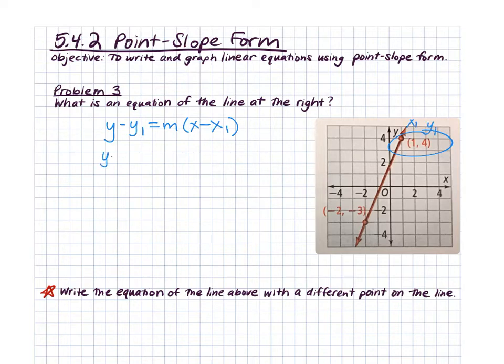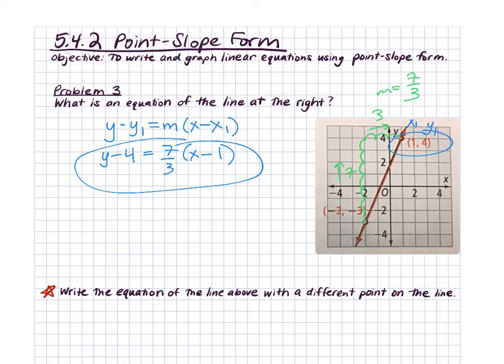So y minus 4 equals, and then we need the slope, right? So let's go from this point. Remember, we always go left to right, so let's go up. We're going to have to go up to get here. 1, 2, 3, 4, 5, 6, 7. We're going to go up 7, and we're going to go over 3. So the slope is 7/3. So this becomes 7 over 3, and then x minus x1 is 1. So there is an equation of that line.